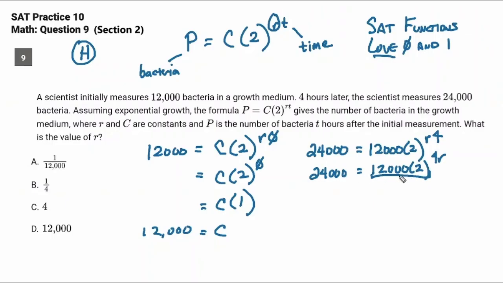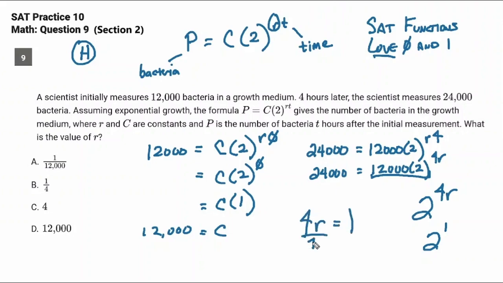So you don't want this to change, right? So let's just kind of focus on 2 to the 4R. You don't want 2 to change. So what do you want 4R to be? You want this to be 2 to the 1. That's the only way to make it not change. So what's 4R? It's got to be 1.